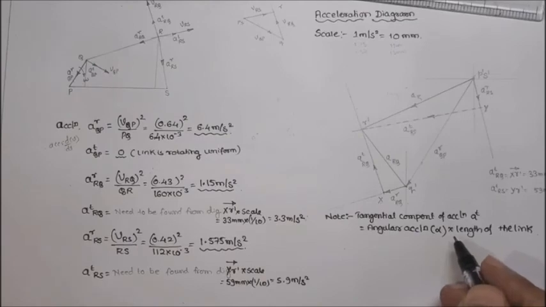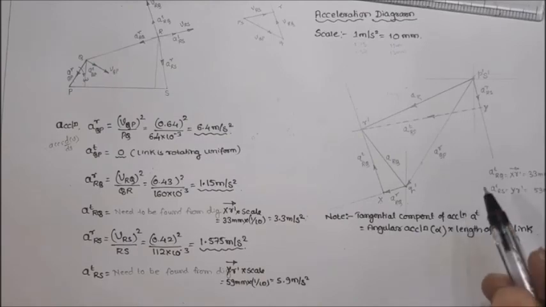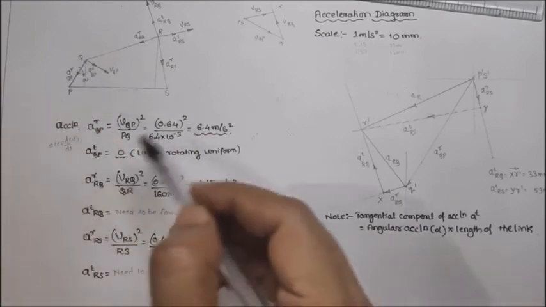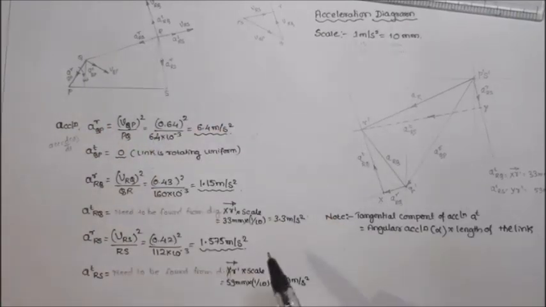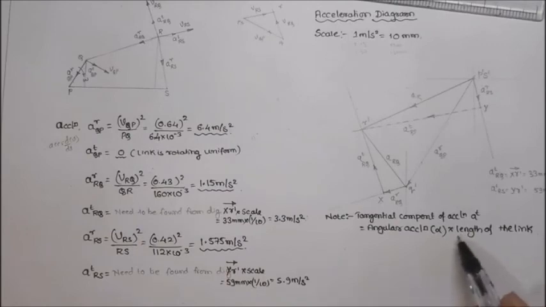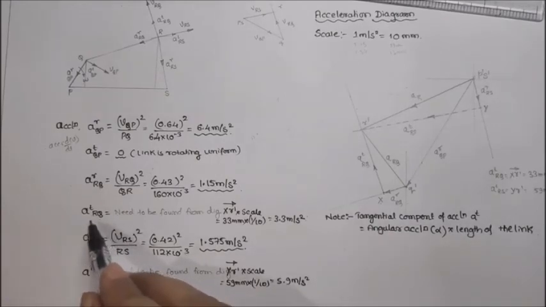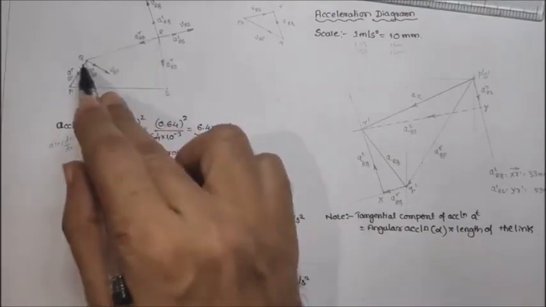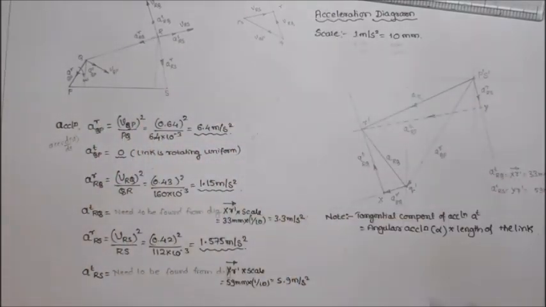So to find out the angular acceleration of two links, one is for the PQ length and one more is for the RS length. For that, we are going to use the tangential components of RS and RQ, and find out the angular acceleration, that is for RQ. This one we are going to find out first.